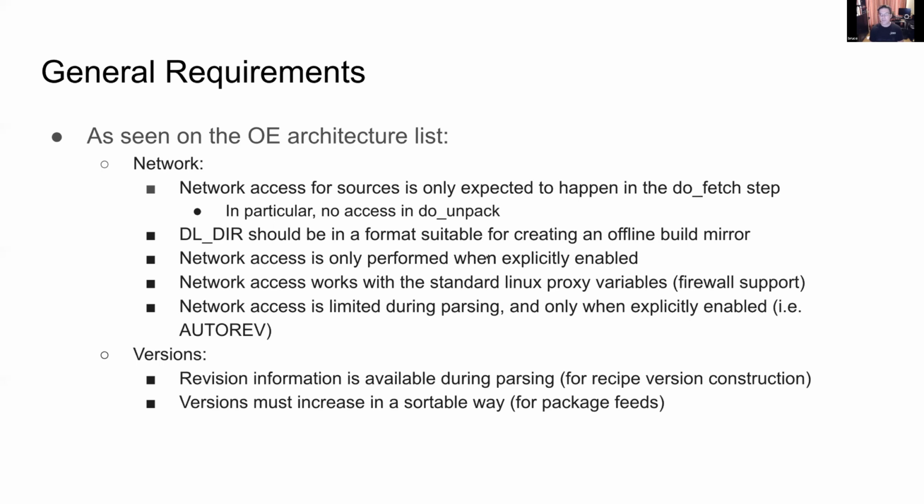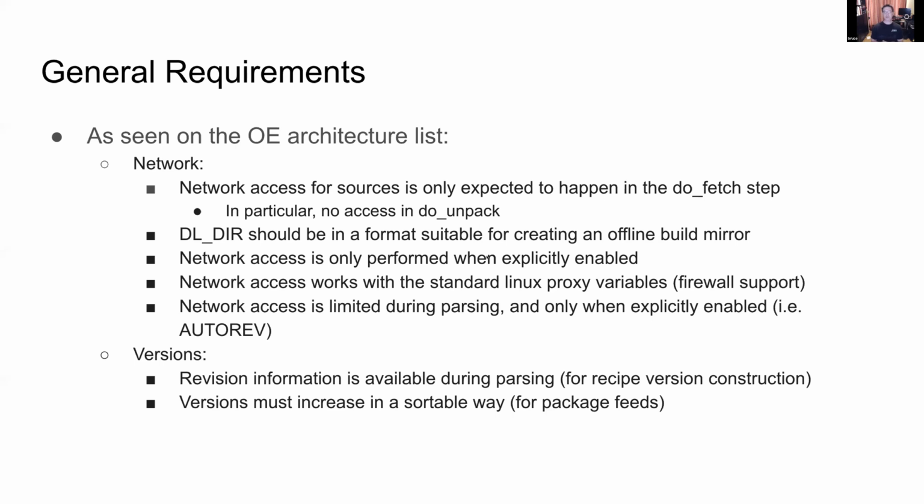I think I pointed out somewhere else that we've now gone ahead and implemented enforcement of that. Unless you explicitly disable it, you're not going to be allowed to do network access outside of the do_fetch task, which is fantastic. The DL_DIR should be in a suitable format for creating an offline build mirror, which answers some of those questions about, will it be around for many years in the future? Can you work offline? Network access is performed only when explicitly enabled, which is now enforced.